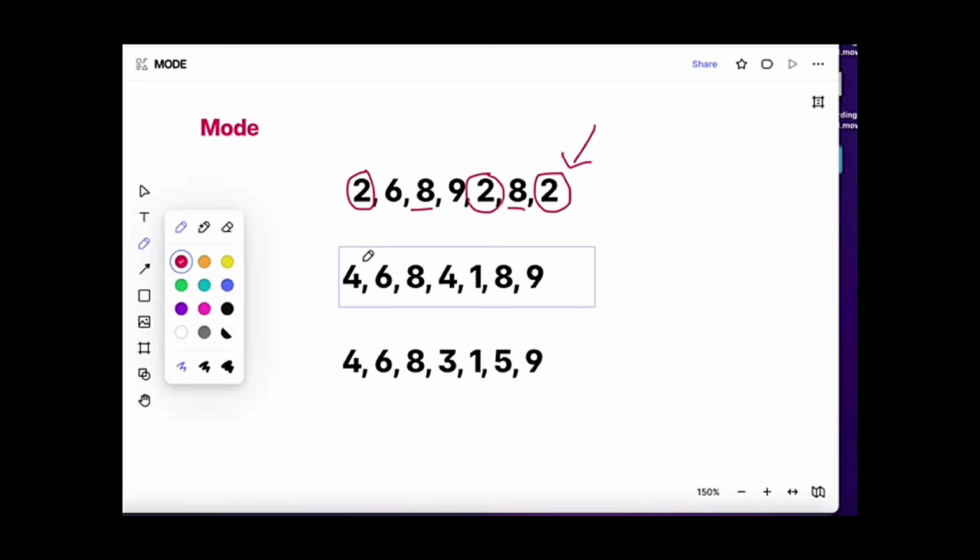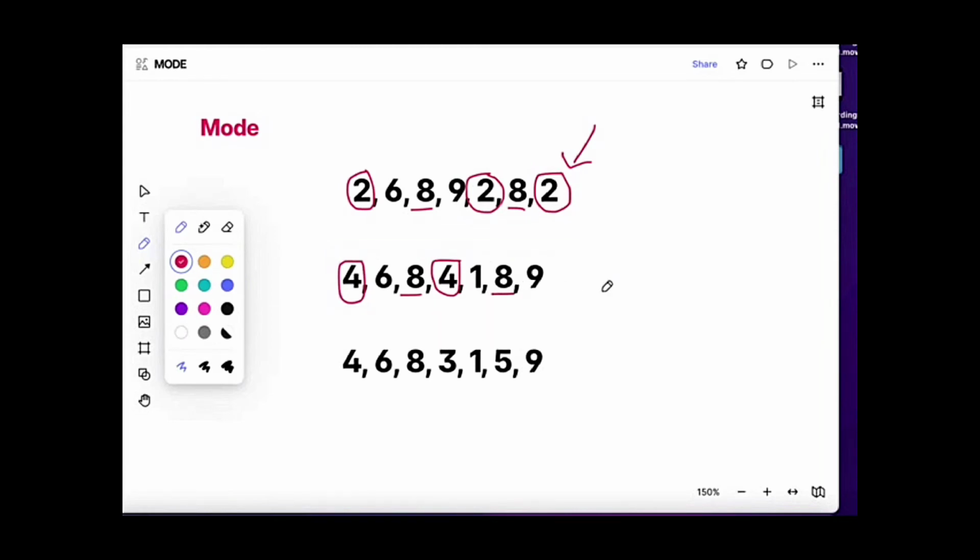Okay, so we see that there's a 4. There's another 4 here. Do we have any more 4s? No. Oh, but wait a minute. I also see that there is an 8. And there's another 8. So we've got 2 4s and 2 8s.